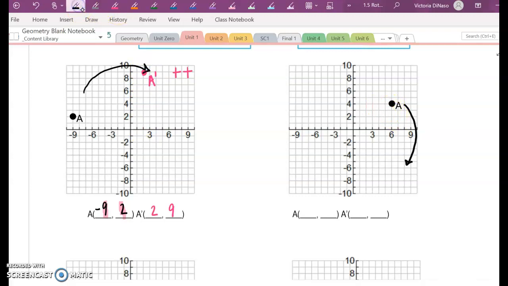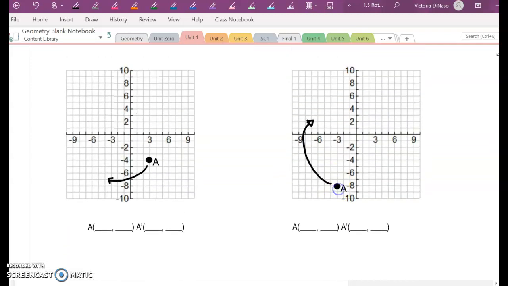For the next one, we're starting at 6, 4. I'm going to take the numbers 6 and 4 and flip them around. It's going to be 4, 6. Then, in this quadrant, x's are positive, y's are negative. So we have positive, negative. I'm going to go over 4 and then down 6. Here is A prime.